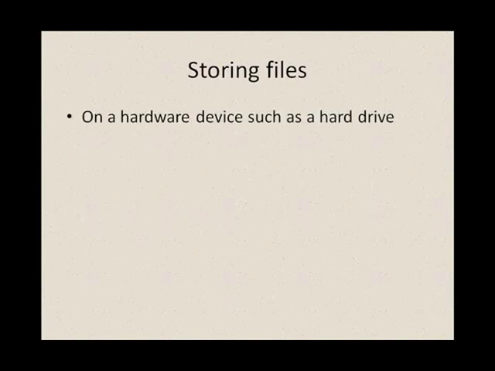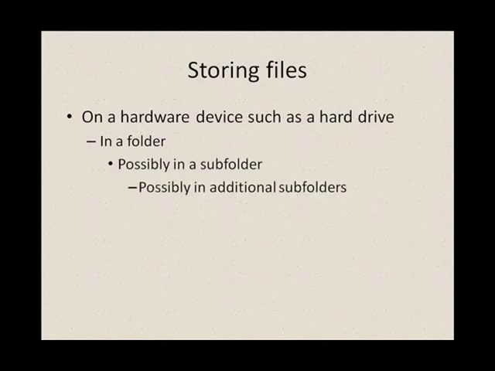When you store files on a hardware device, such as a hard drive, you might organize the files into folders. And within a folder, you might have additional subfolders. And within a subfolder, you might have even more additional subfolders. The complete list of the hardware device plus all the folders that lead to the ultimate file location is called the file's path.